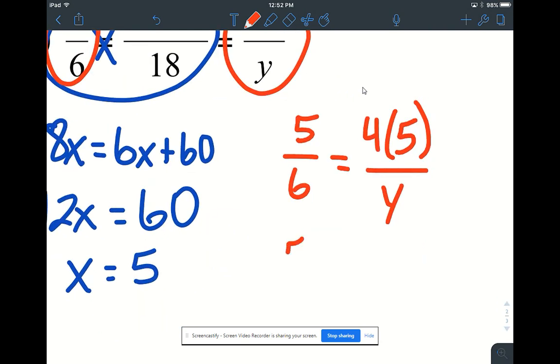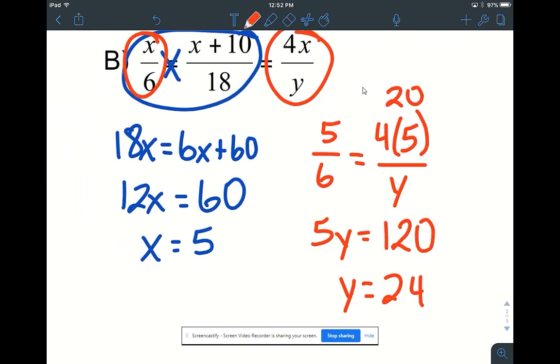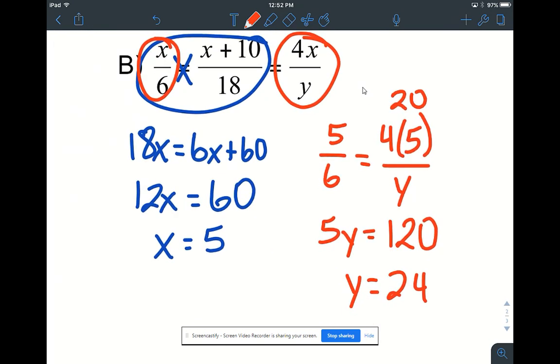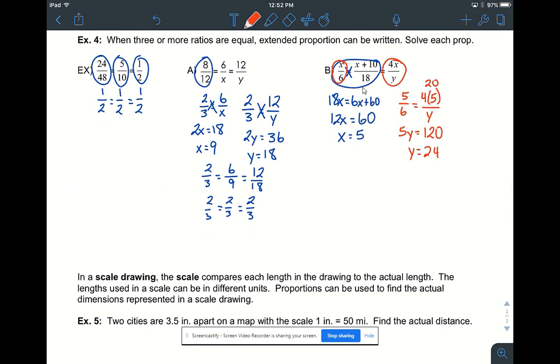So that would give us 5y equals, this is 20, so 20 times 6 would give us 120. Divide that by 5. So y equals 24. Okay, so we've solved all those extended proportions. Once again, if you have any questions, email your teacher or pause, rewind, rewatch until you understand it.